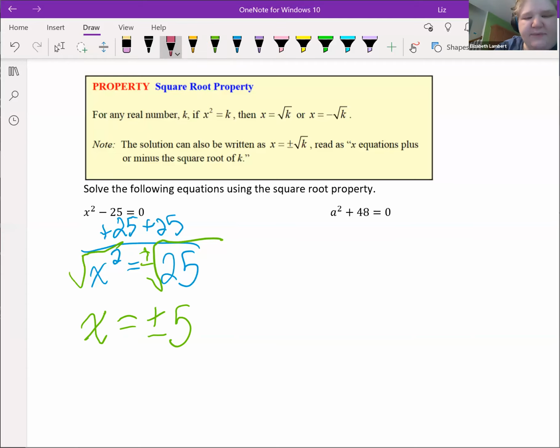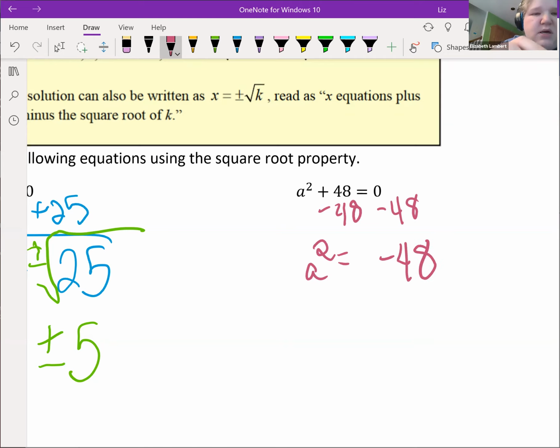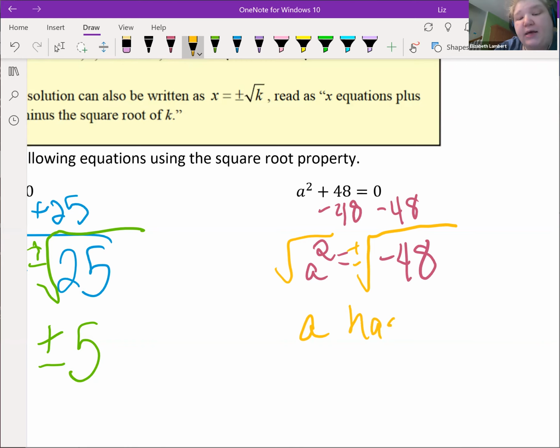All right, same song, second verse. We're going to subtract that 48 over. Ew. Why am I making funny noises? All right, and then our next step would be, woo. Uh-oh. So for our purposes right now, we are going to say this has no real solutions.